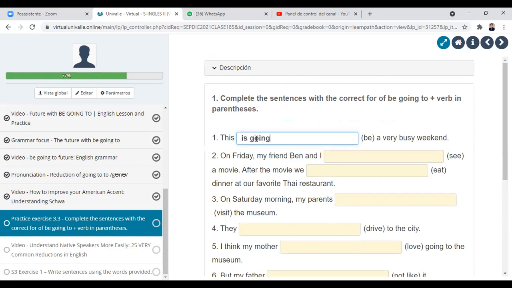So this is going to be a very busy week. On Friday, my friend Ben and I are going to see a movie, and after the movie we are going to eat dinner at our favorite Thai restaurant. On Saturday morning, my parents are going to visit the museum. They are going to drive to the city.